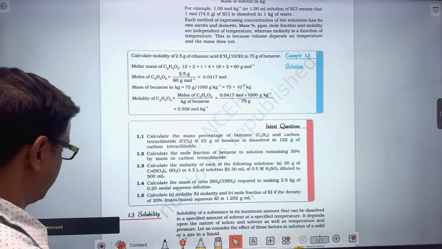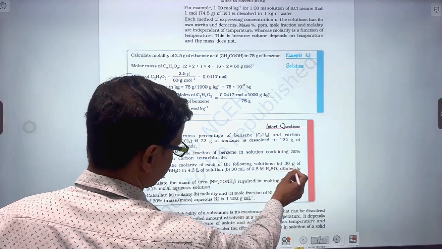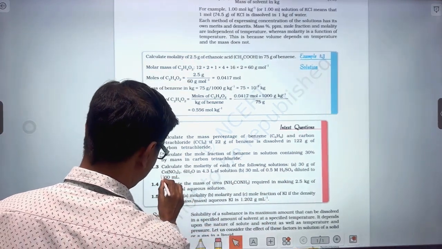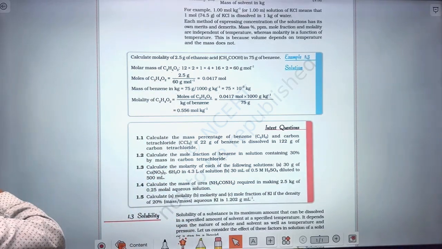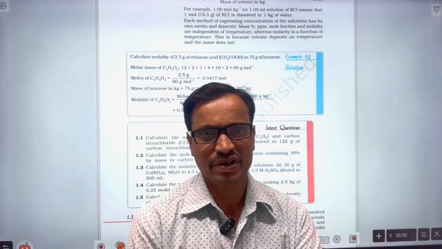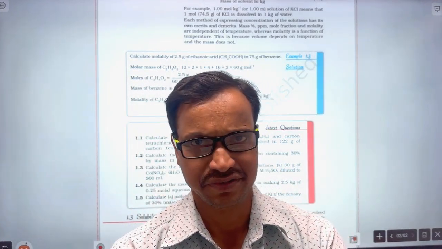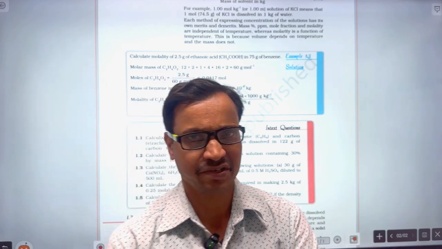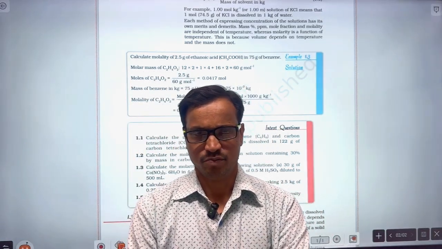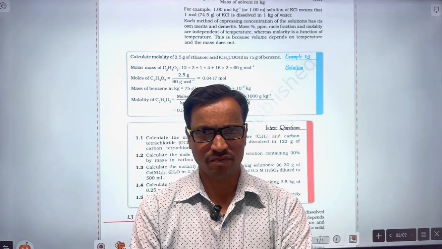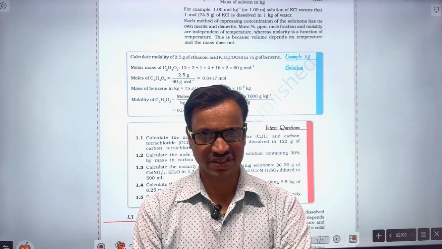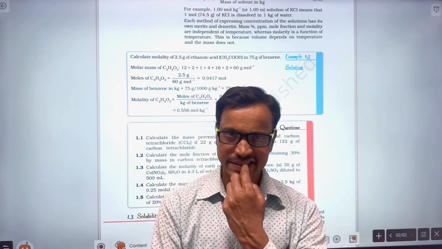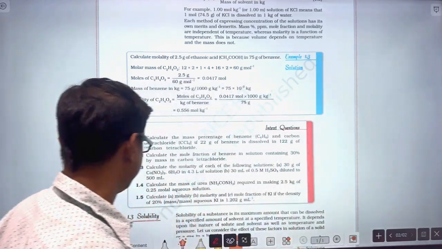So now, what is here? 30 gram of Co(NO3)2 in 4.3 liter. You will have to find the molarity. What is molarity? Number of moles of solute present in 1 liter of solution. Molarity is the number of moles of solute upon the volume of solution in liter. That is molarity. So let's see.